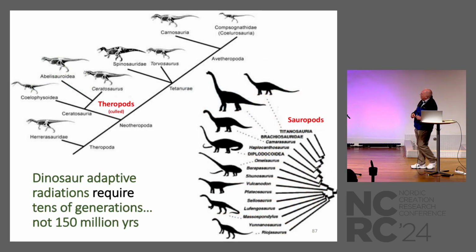This is an adaptive radiation of dinosaurs, which requires tens, maybe scores of generations, but it doesn't require 150 million years.